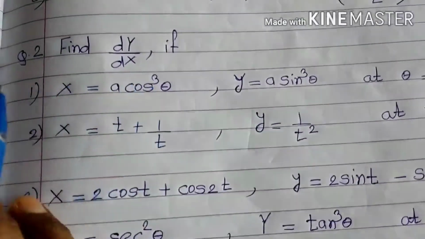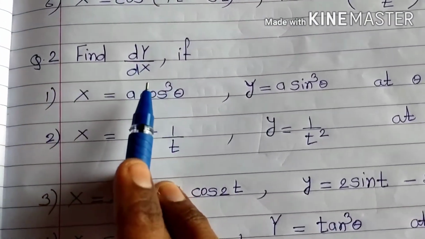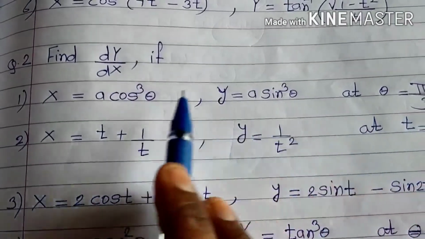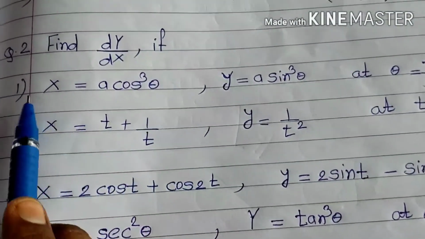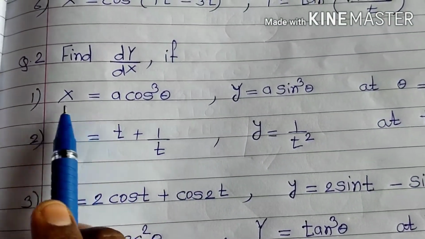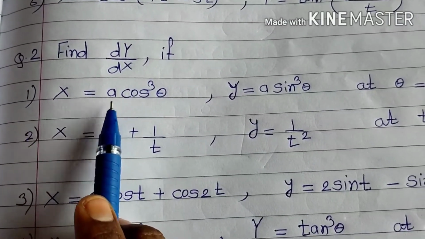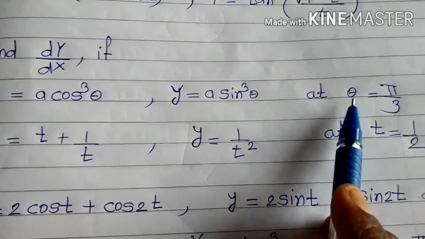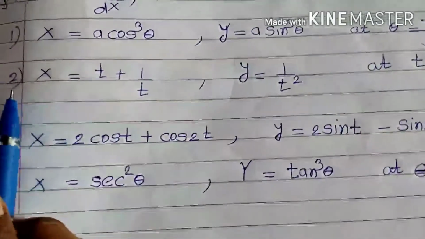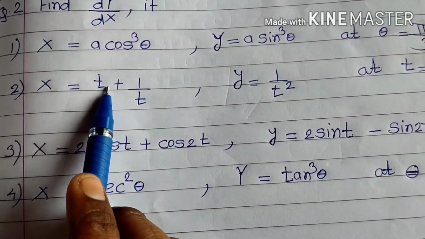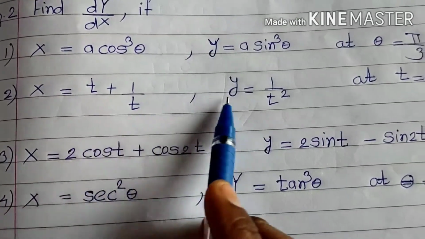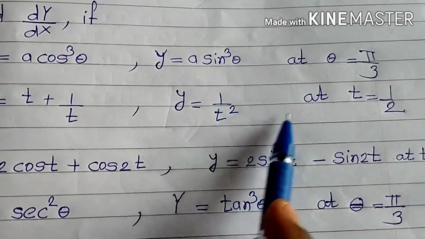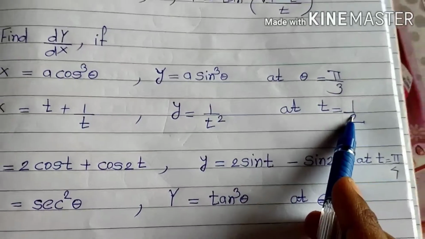And next question, find dy by dx. Here we have to put the value of the parameter, then we get our answer. First question, x is equal to a cos cube theta, y is equal to a sin cube theta, and the value of theta is pi by 3. Next, x is equal to t plus 1 upon t, y is equal to 1 upon t square, and the value of t is 1 by 2.